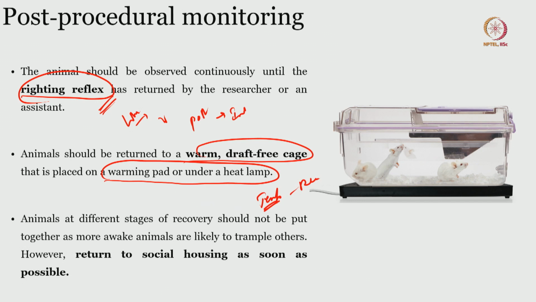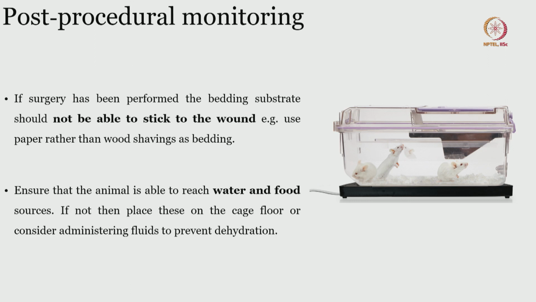Animals at different stages should not be put together. It is very important, as they are likely to walk around and even trample others when they are at different stages of recovery. And it is better to return to social housing as soon as possible once the rat makes a full recovery. If surgery has been performed, the bedding substance should not be able to stick to the wound. This is very important to make sure that there is no infection.